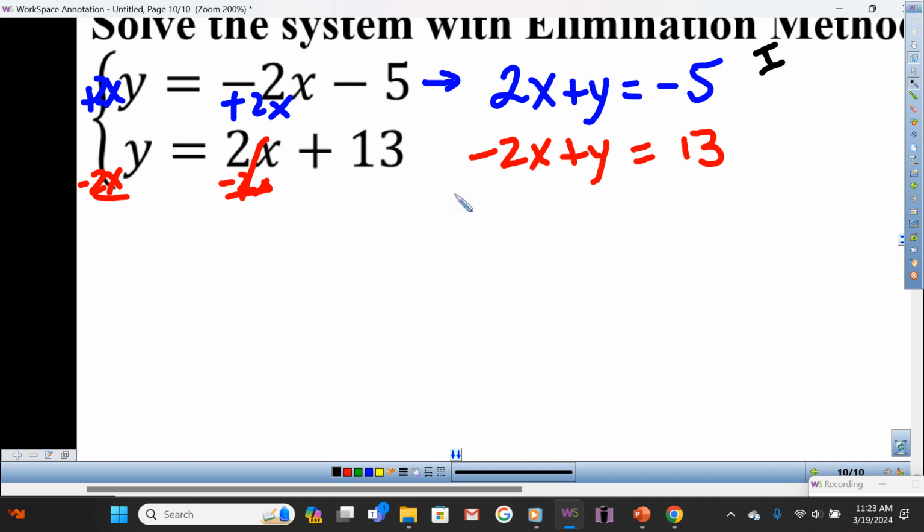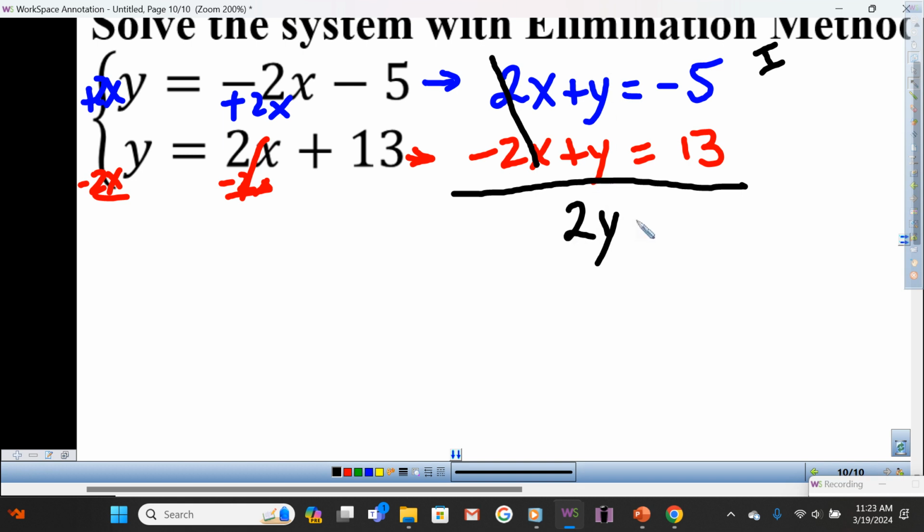So, draw your line across like this, and tell your neighbor which variable is going to be eliminated. That is correct, the x. What is 2x minus 2x? Cancel. What is y plus y? 2y. What is 13 minus 5? 8. That is correct.